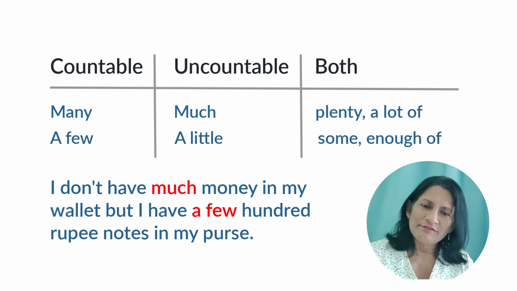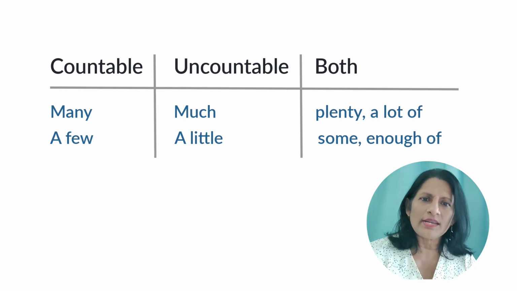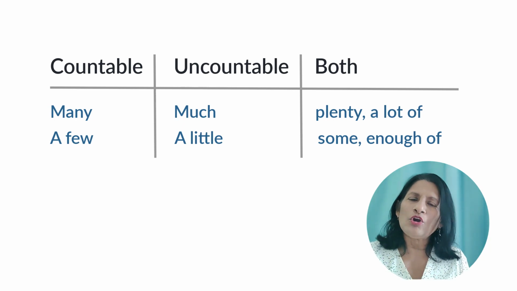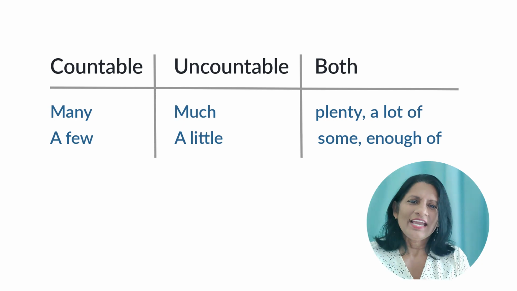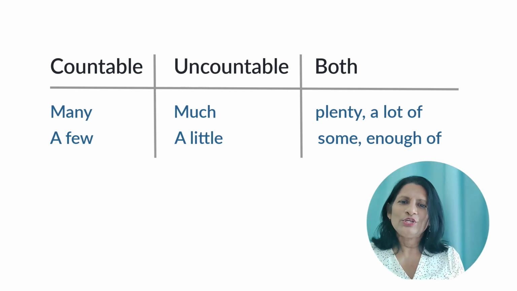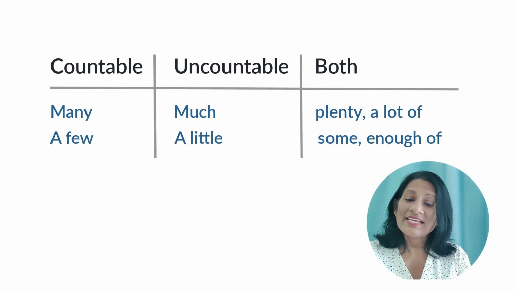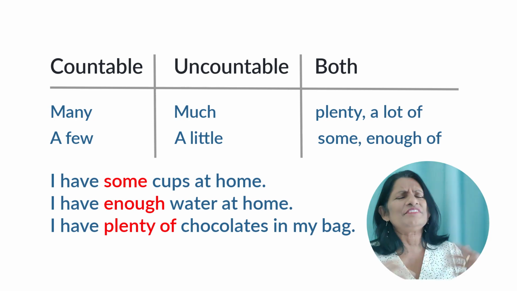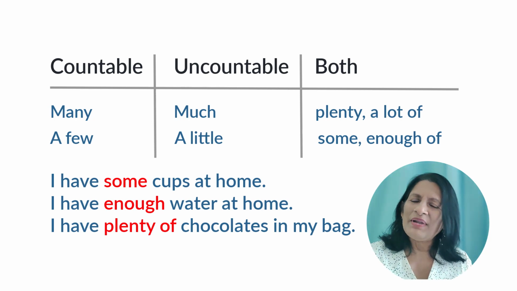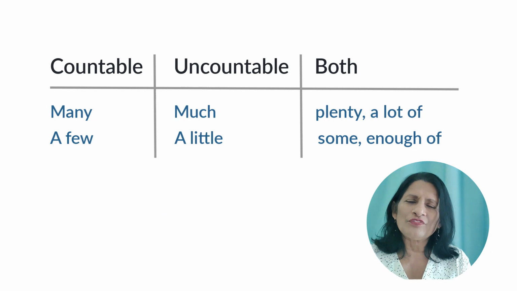Now, if you are getting confused and you don't know which word is used for countable or uncountable, instead of many or much, you could use plenty and a lot of. Instead of few and a little, you could use some or enough. For example, I can say I have some cups at home, or I have enough water at home. I have plenty of chocolates in my handbag. So instead of wondering what to say, you can say I have plenty of chocolates. I have a lot of ice cream.